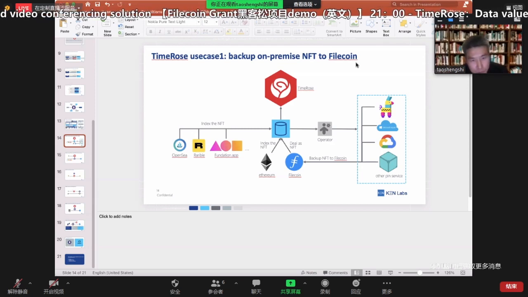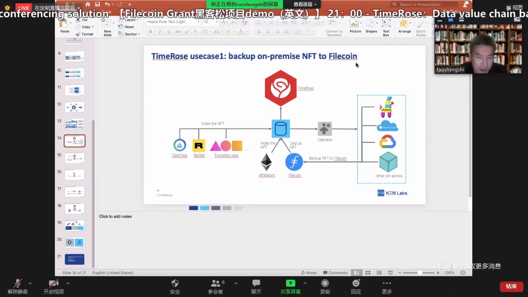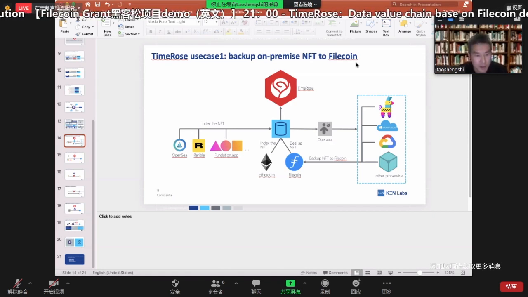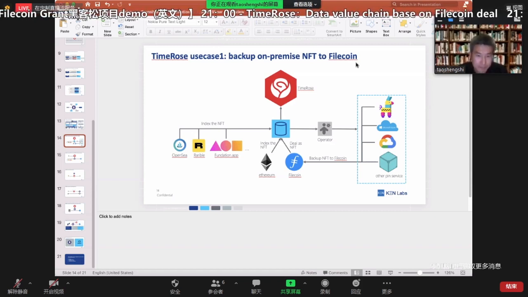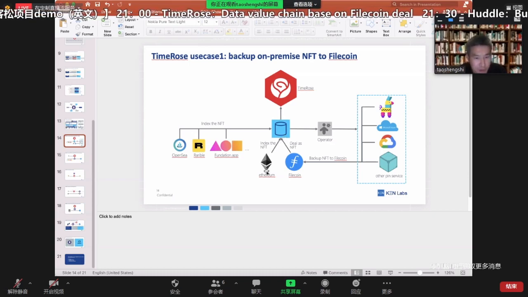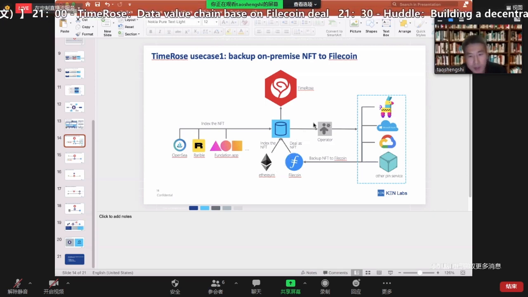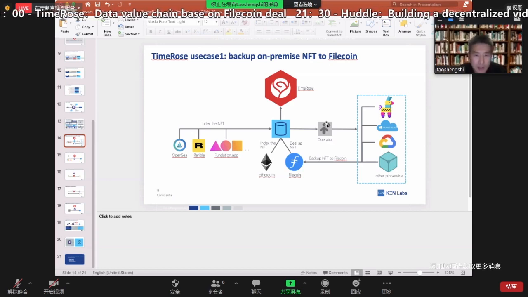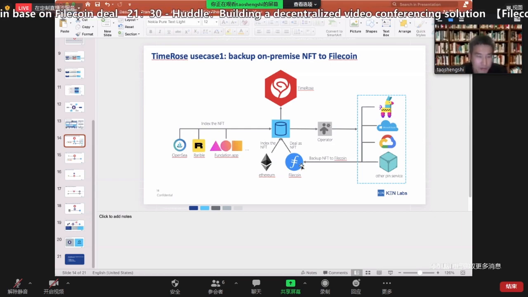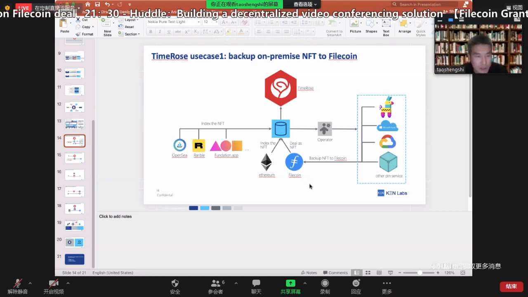The first step to do the backup is to index the NFT. TimeRose has already indexed some NFTs from OpenSea and Rarible. We index the NFT, and we also get the metadata information from the Ethereum open chain. And we need the operators and the Filecoin miners to back up these NFTs to Filecoin. Then we have the lifecycle of the NFT in the Filecoin ecosystem. That is the first use case of TimeRose.